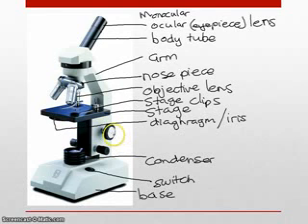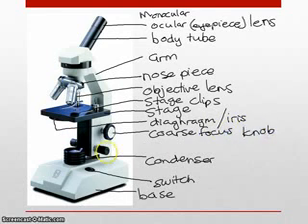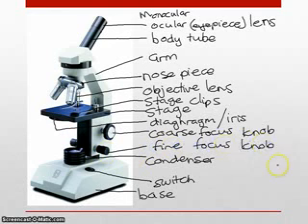Then obviously we need to focus this, and we have two focusing knobs. This one is the coarse focus knob, and this one is the fine focus knob. Now, the coarse focus knob is the first one that you make use of. Once something is focused under the coarse focus knob, you can then focus it using the fine focus.